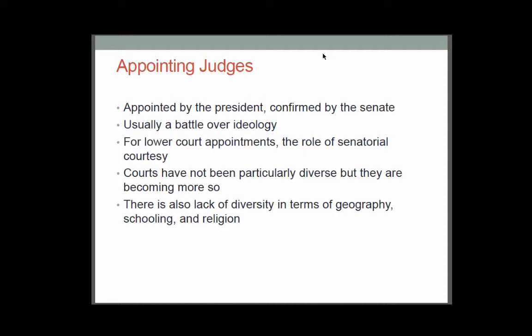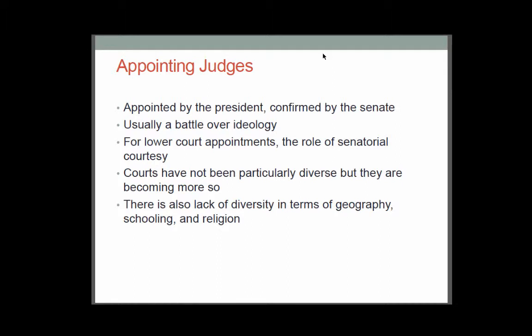In general, the appointments are not particularly diverse in terms of ethnicity and gender, but the court has become much more so in recent decades. There are now 3 women serving on the court. Still not parity within this. We have 1 African American justice, 1 Latina justice. But in other ways, the court has become less and less diverse in a couple directions.